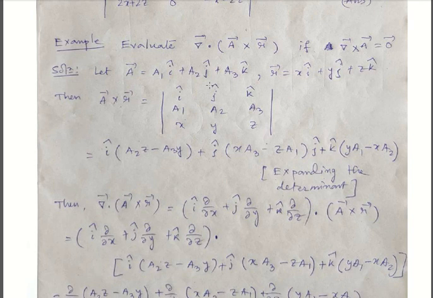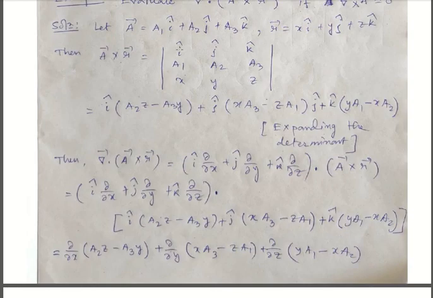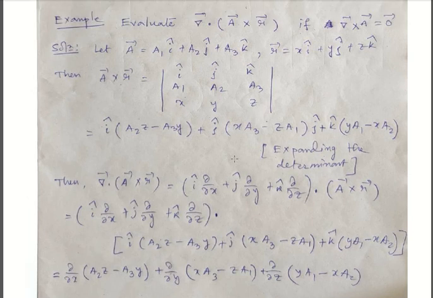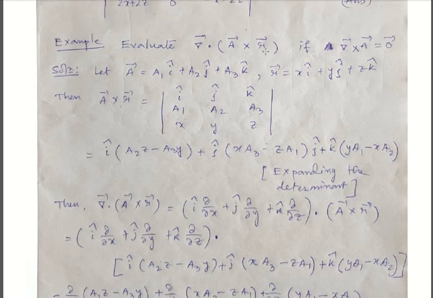Now we are evaluating this A cross R. This is a cross product, so just write down this determinant i j k, this one and this one, and we are evaluating this. Expanding the determinant, we are getting this one. Now come to this result.